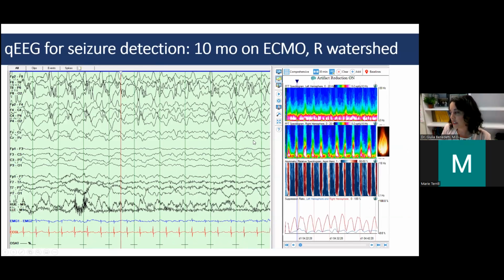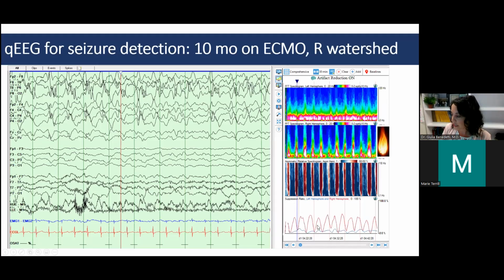Her quantitative EEG picked them up beautifully. You can see these flame-like seizures over the right hemisphere. The asymmetry spectrogram shows when there's more power on the right during a seizure. The suppression ratio, again, she was pretty suppressed anytime she wasn't seizing, so it would be high. And then you have this kind of nice mirror image of her coming out of suppression when she had a seizure.